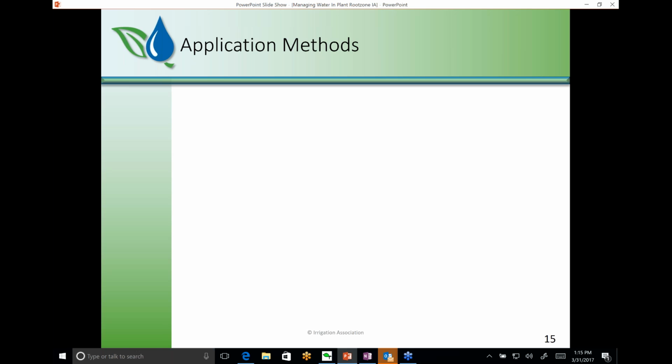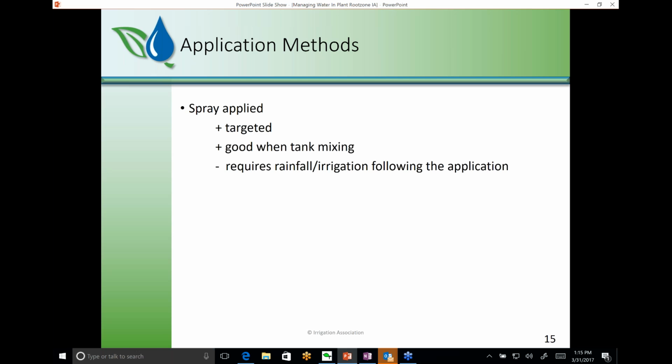So let's talk about application methods. How can water management chemistries be applied to your playing surfaces, your fields, or your landscape settings? They can be spray applied through using typical spray equipment. The positives of spray applications are that they're targeted, so you get them right to the plant root zone. They're very good when tank mixing is warranted, so when you're trying to apply the water management chemistry with some other type of plant protectant or plant nutrient.